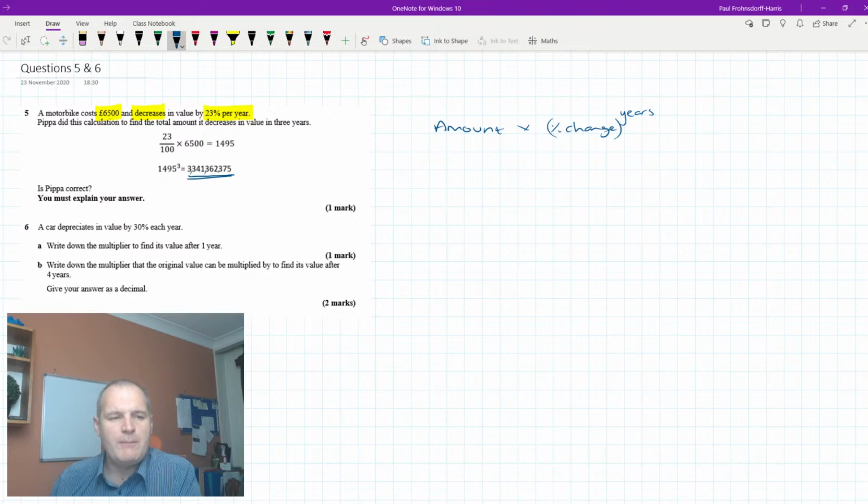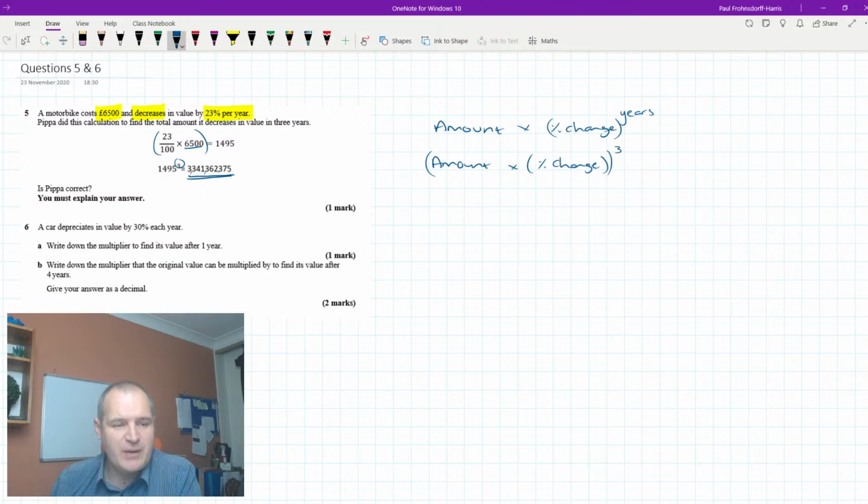Now, it should be amount times percentage change to the power of years. But if we look at what Pippa has done here, this is amount times percentage change. She started off fine. But she has then times all of that by the power 3. And that is where she's gone wrong.